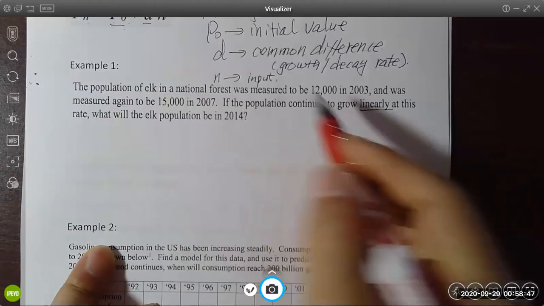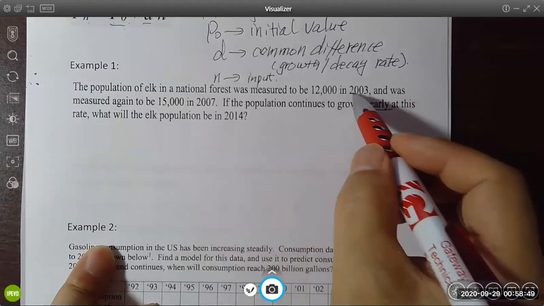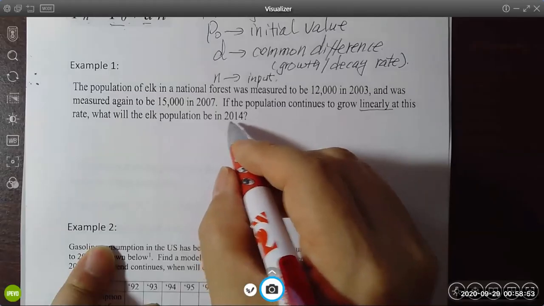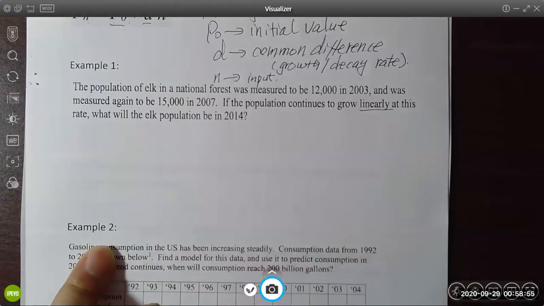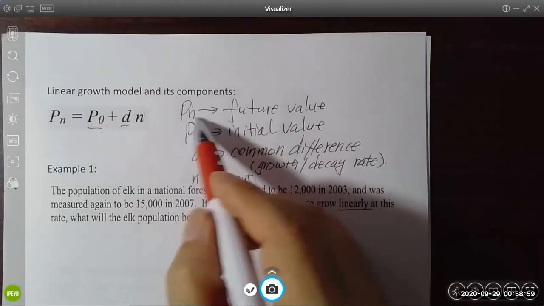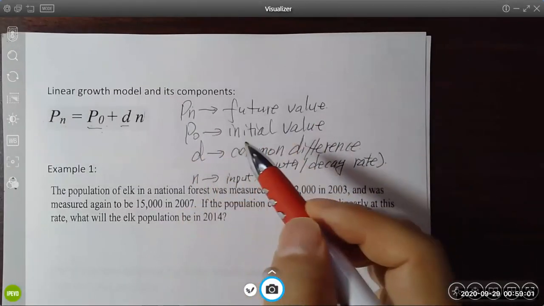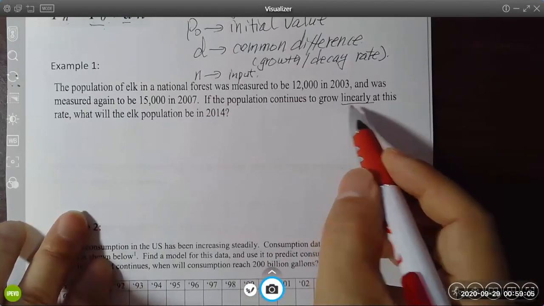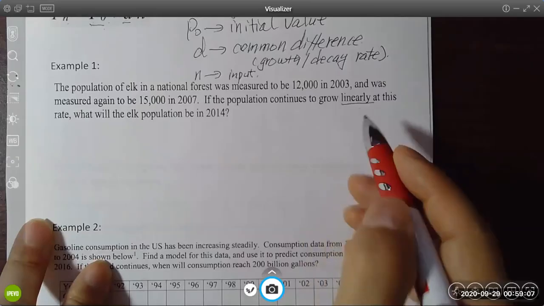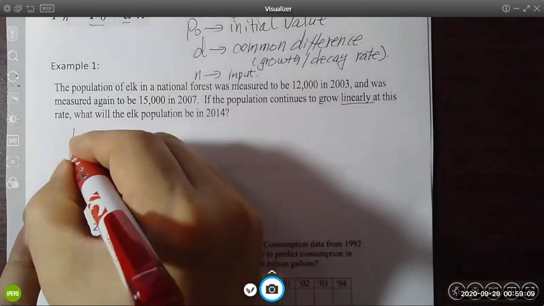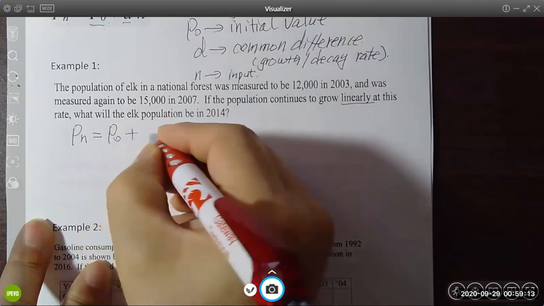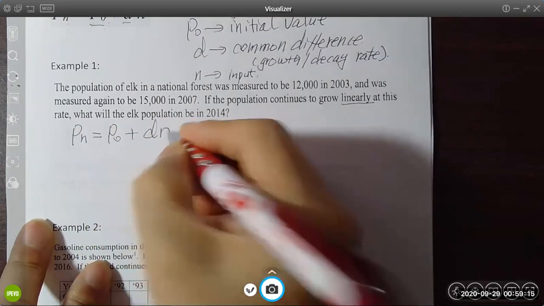So the two numbers are in 2003 and 2007. We are asked to figure out the number in 2014. So we are calculating a future value, which means we need to know all of the other numbers. Since we already know this is a linear model because we are told so, we write down the general formula directly: Pn equals P0 plus D times N.